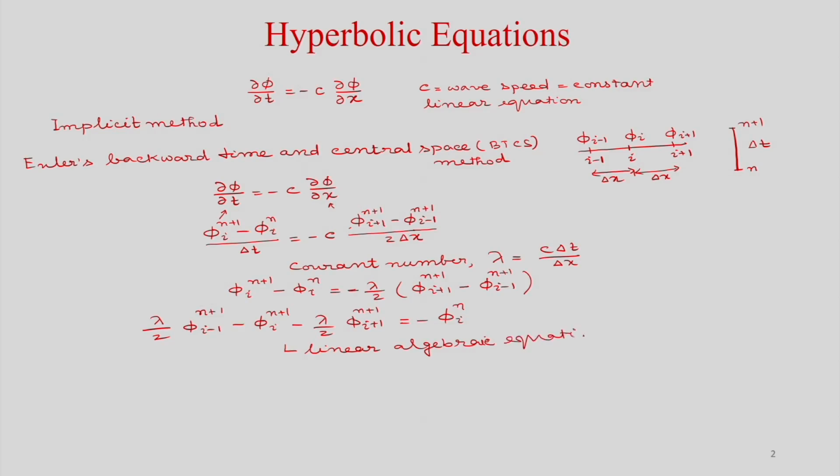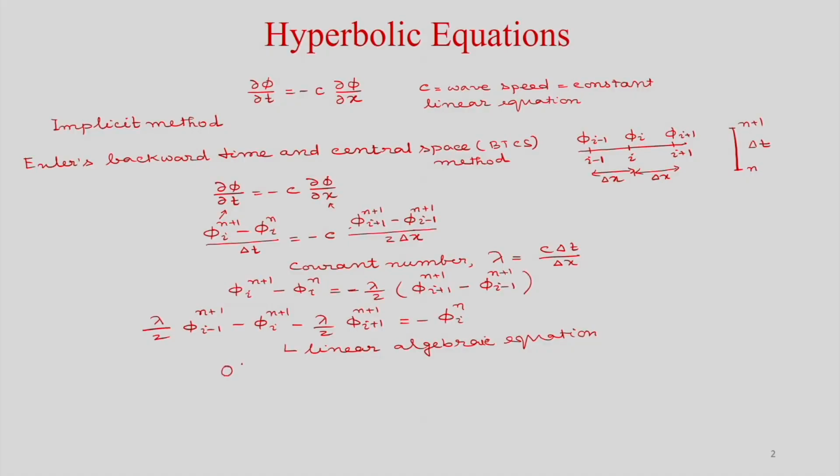Okay. So, what is the order of accuracy? Because you have seen that we have used first order accurate in time and central difference, so second order accurate in space. So, the order of accuracy is delta t, delta x square. Okay. And if you do the stability analysis, then we can show using von Neumann stability analysis that this method is unconditionally stable. Okay.